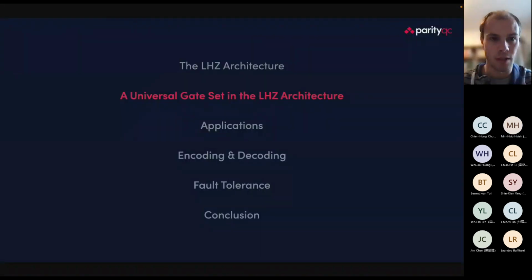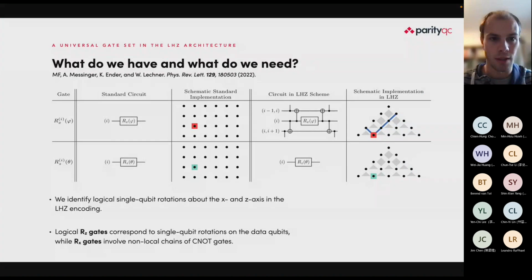Okay, then let's go on. So for a universal gate set, and this is now really what we did in our paper, which was published recently, what do we need? What we need to establish a universal gate set is we need to be able to do all operations on a single qubit. Plus, we have to have some kind of 2-qubit entangling gate.